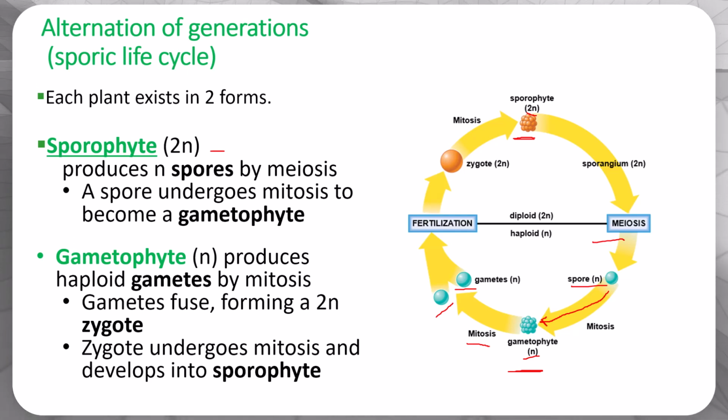So then sperm and egg fuse in fertilization, and now we get a diploid zygote, right? Haploid plus haploid gives us a diploid zygote. That diploid zygote grows up to become the diploid multicellular sporophyte generation.